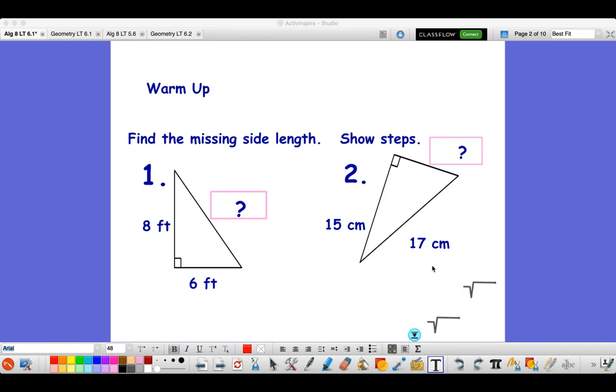For your first two problems, you're going to find the missing side length of each of the right triangles, so you can see where they're missing. Pause the video, draw a sketch of each triangle, and show all the steps to solve the problem. And you should pause the video now.